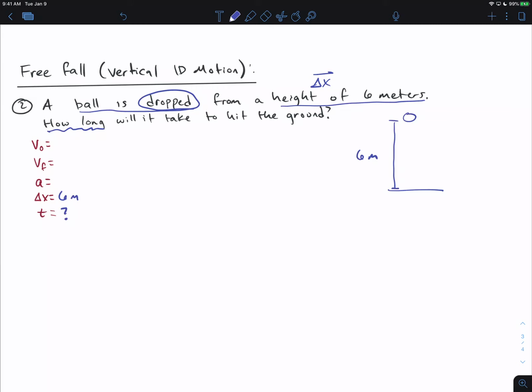So if you let something go, it starts from rest. If you throw something, then when it leaves your hand, the moment you stop touching it, it's moving at some speed. But if you drop it, all you do is let it go, so it starts from rest. Let's draw a little arrow right in there. This also means that my initial velocity is 0 meters per second, if it's dropped.